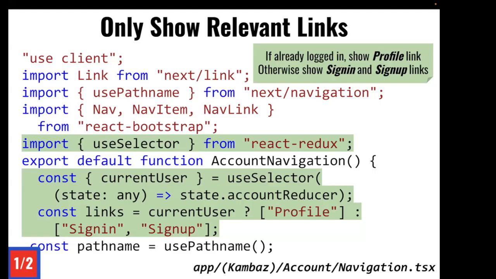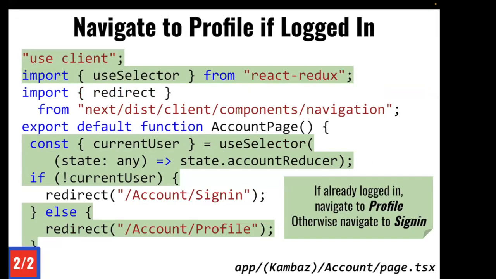So we could determine, depending on whether you're logged in or not, whether to display one set of links or another set of links. We can pull the current user, and if you are logged in, then we would show you only the profile link. But if you're not logged in, so if current user is null or undefined, then the links should only be sign in and sign up. There shouldn't be a profile link. And then we can iterate over those links and display them.